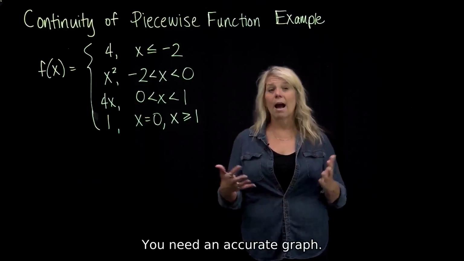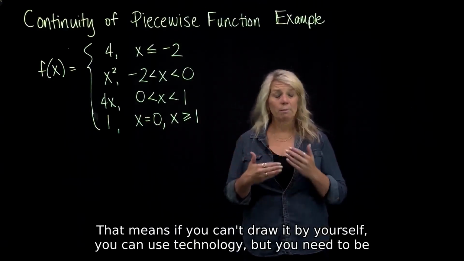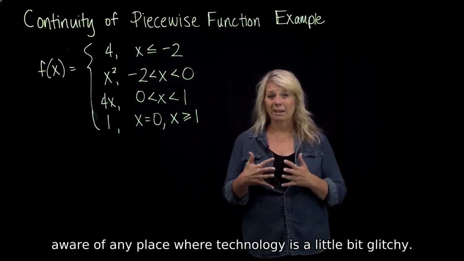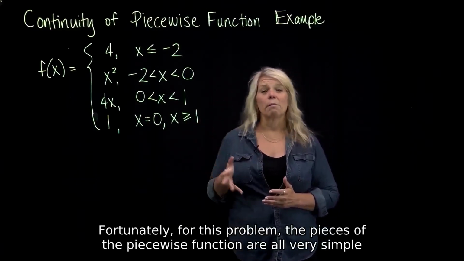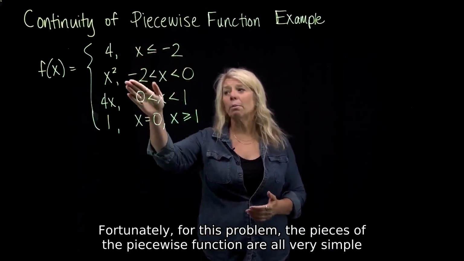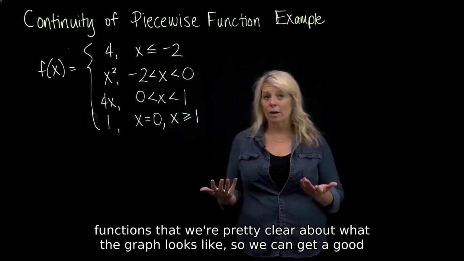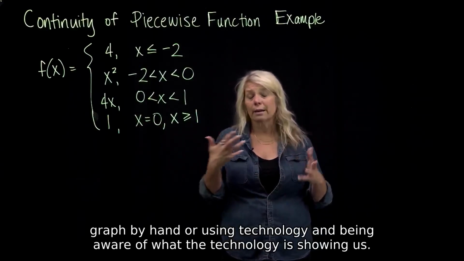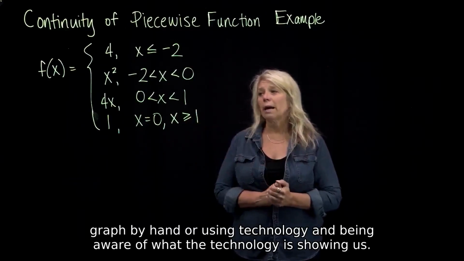So you need an accurate graph. That means if you can't draw it by yourself, you can use technology, but you need to be aware of any place where technology is a little bit glitchy. Fortunately for this problem, the pieces of the piecewise function are all very simple functions that we're pretty clear about what the graph looks like, so we can get a good graph by hand or using technology and being aware of what the technology is showing us.